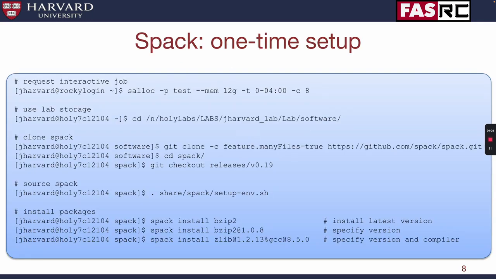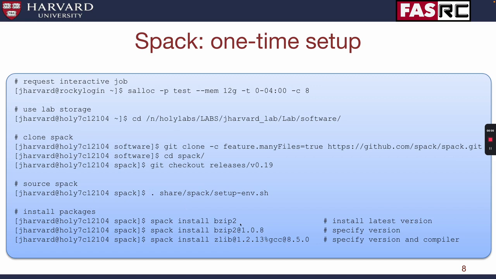For the one-time setup, you first request an interactive job with the salloc command. Then you change to the directory of your lab storage where you would like to download the Spack repository. You can use the command git clone to download the repository. Then change directory to Spack, check out the appropriate release, and this is the command to source your environment. These are the commands that you can use to install Spack packages.